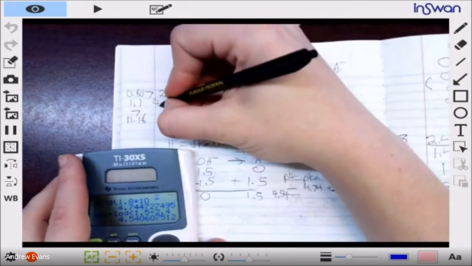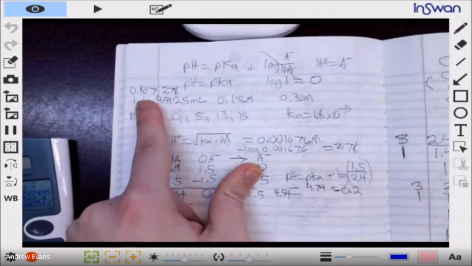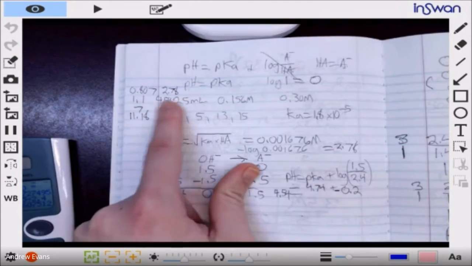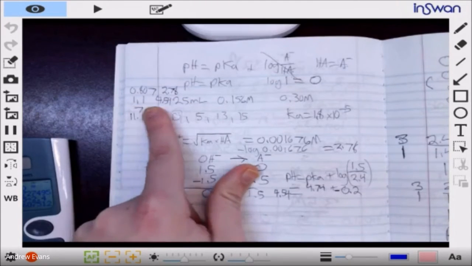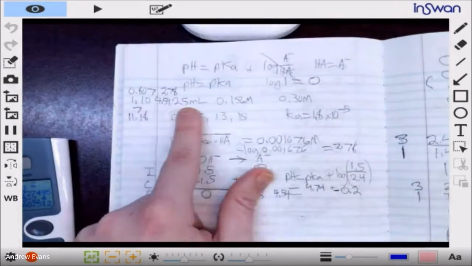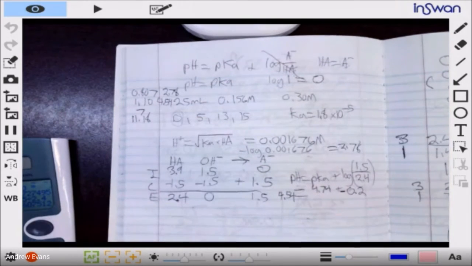So comparing this. The first point was 0.81 versus 2.78. Second point was 1.10 versus 4.54. We see a large jump. Could be larger, but large jump.